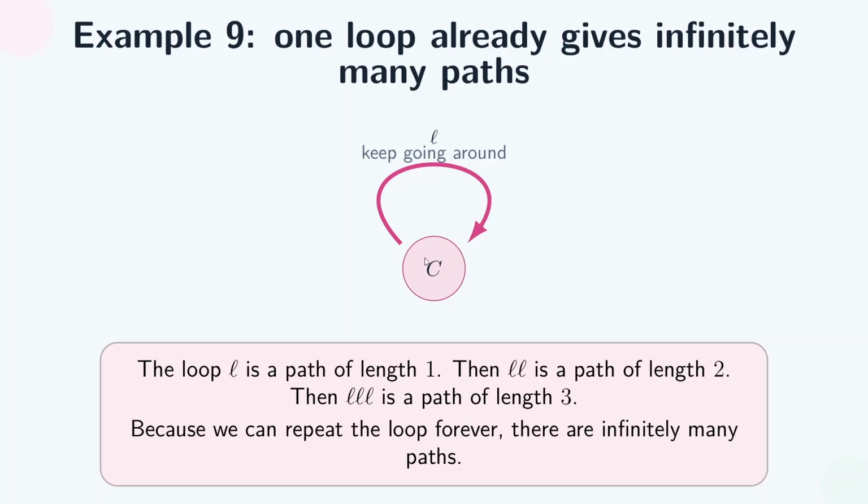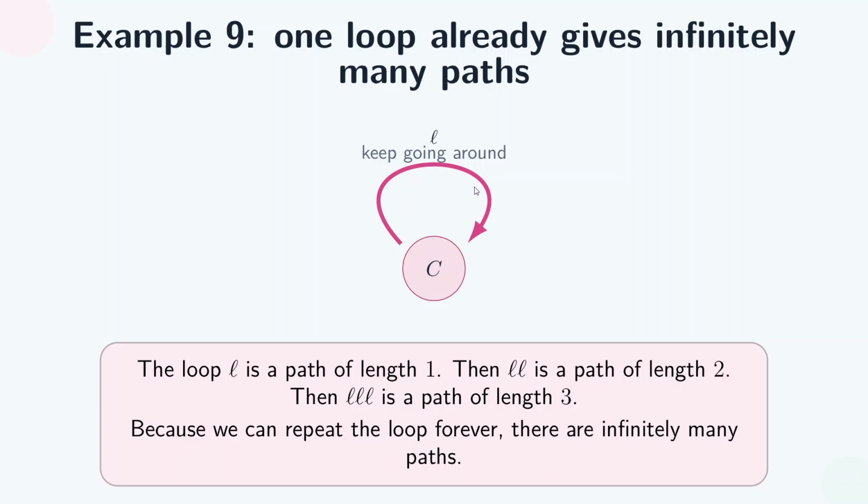But then, because we end at the same vertex where the loop begins, we can travel along it again. That gives a path of length 2, and then we can go around once more, giving a path of length 3, and we can keep doing this again and again. There is no need to stop. So from one single loop, we immediately get infinitely many paths.